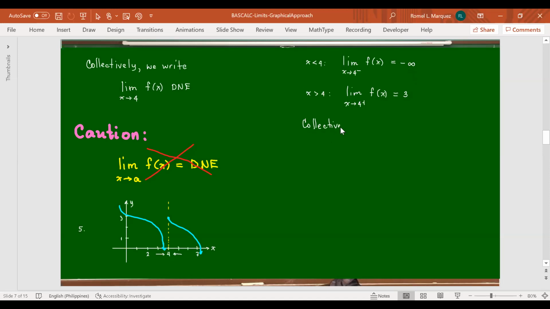So we can write collectively as what? If you're asked to write that collectively, how do we write this in one compact form? The limit of f of x. Of course, we cannot have a uniform number for this, no? Kasi from the left it does not exist. As x approaches 4, f of x simply is DNE lang po. DNE.